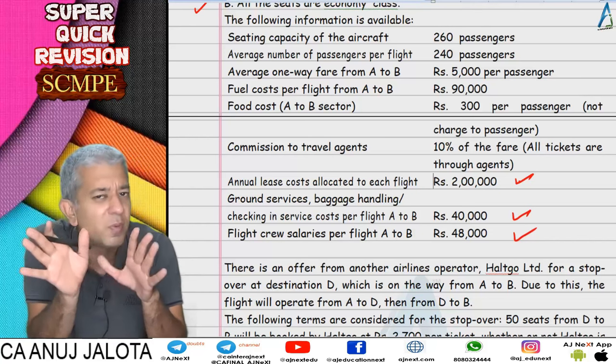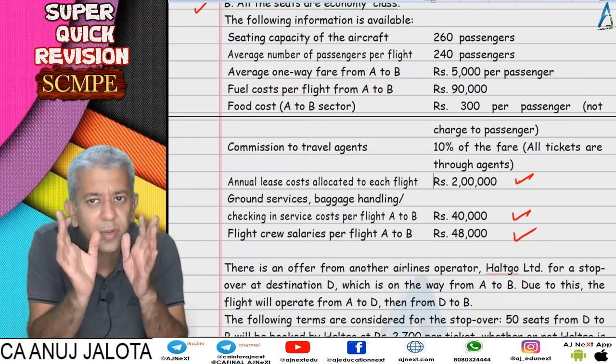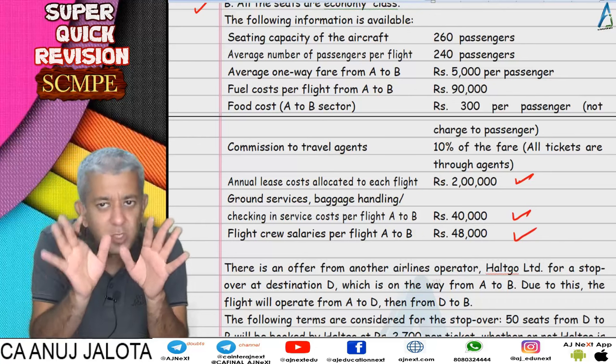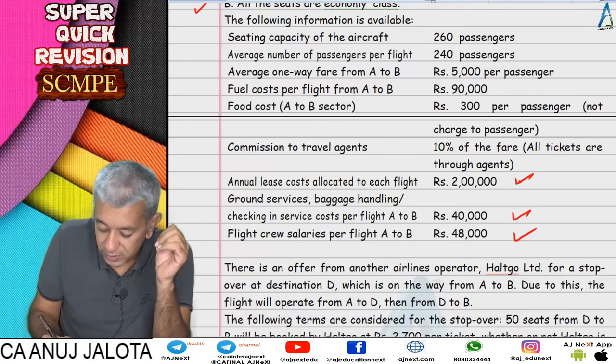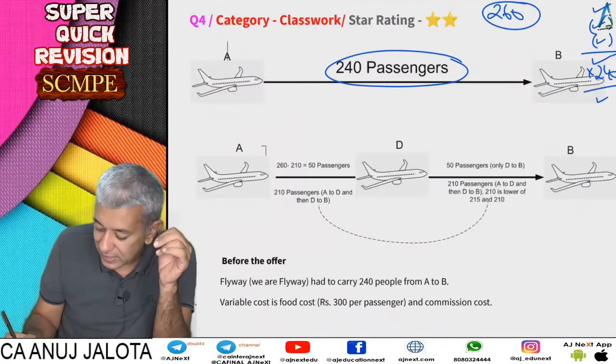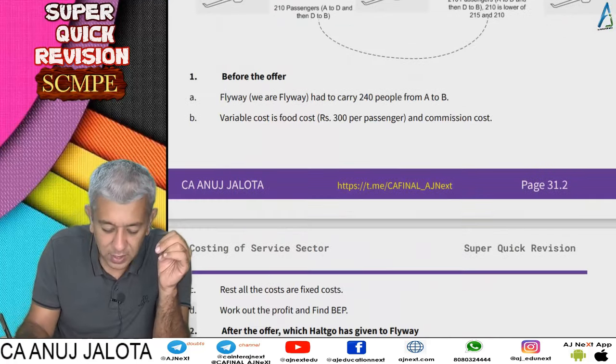And then our break-even point was very simple: total fixed cost divided by contribution per passenger. Now, this part was simple. Then what was the difficult part? Okay, but I'll say one thing more over here. Listen. And what is that?